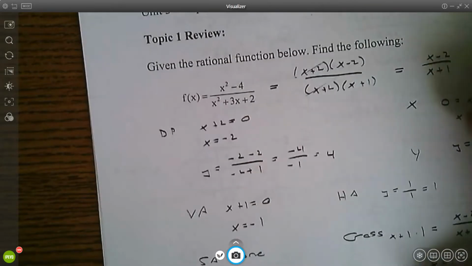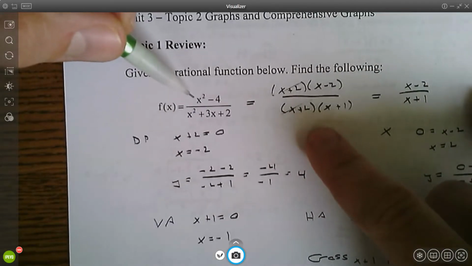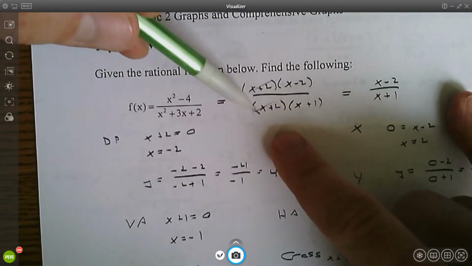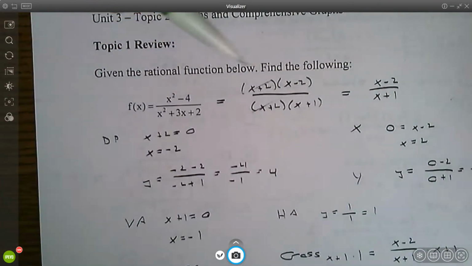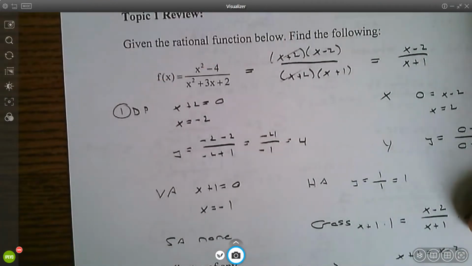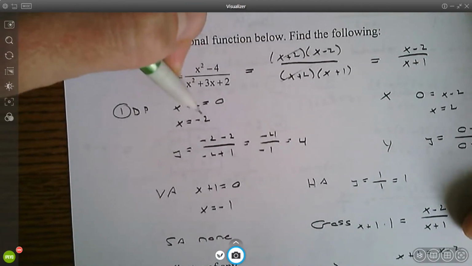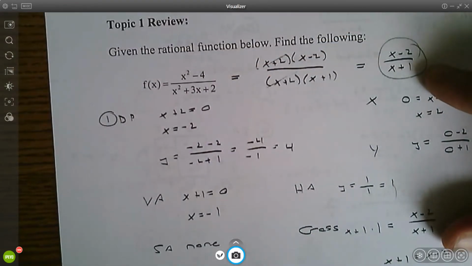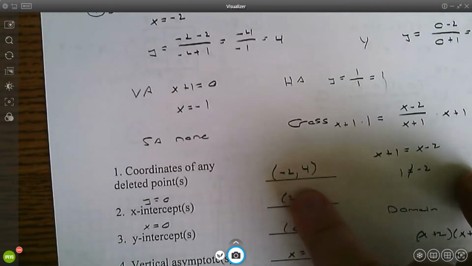So going over this, the first thing you want to do is factor the numerator and the denominator. Numerator is difference of two perfect squares. Denominator, x plus 2, x plus 1. So for a deleted point, you're going to take your shared factor, set that equal to 0 and solve. You get x equals -2. And then you're going to substitute that -2 back into the simplified function to get the corresponding y value, in this case 4. So you have a deleted point at (-2, 4).